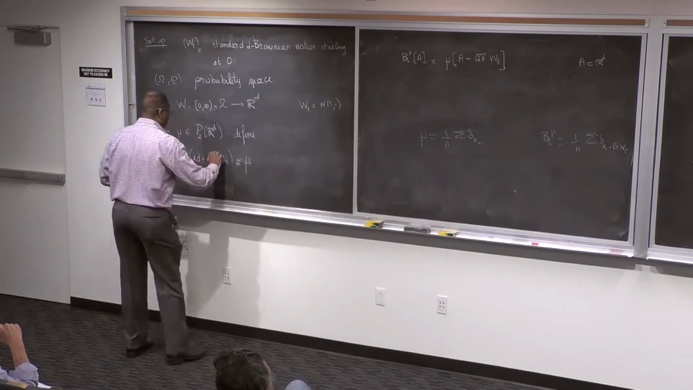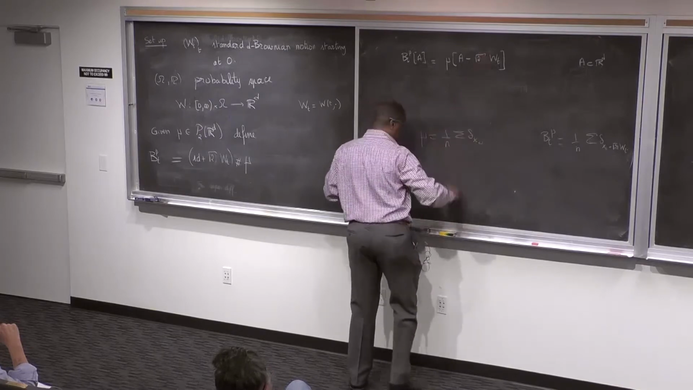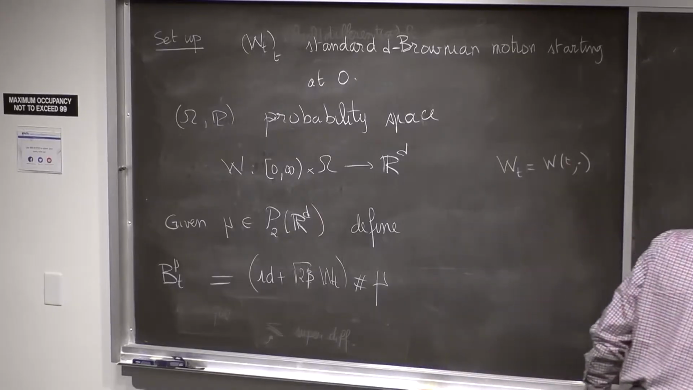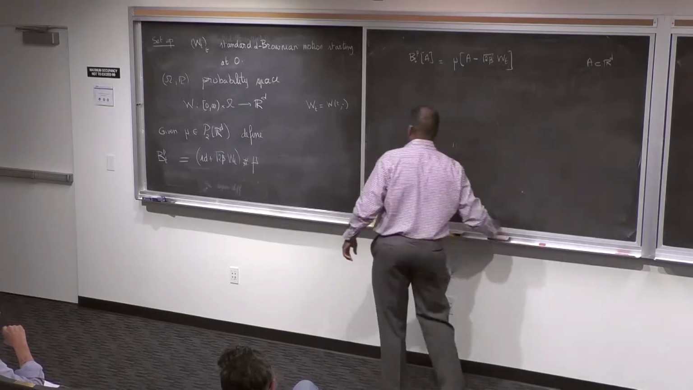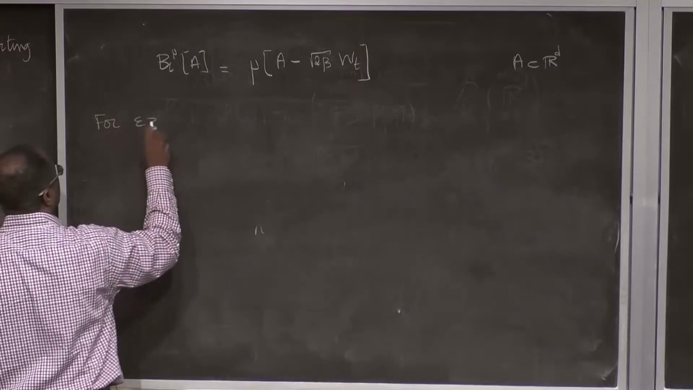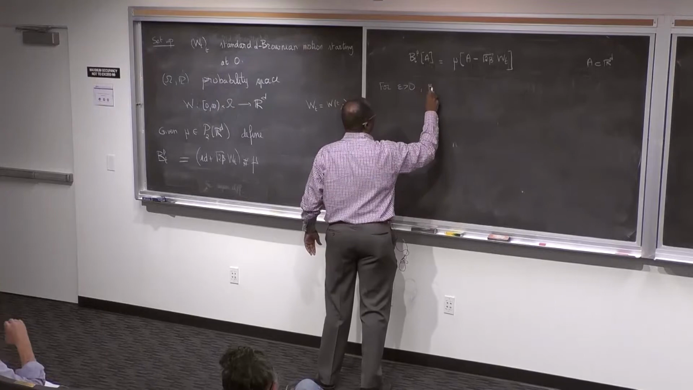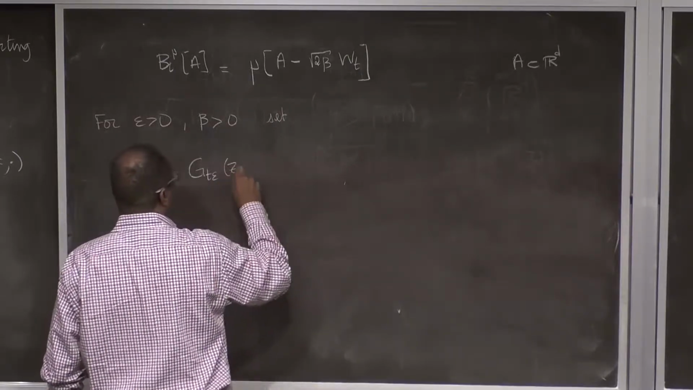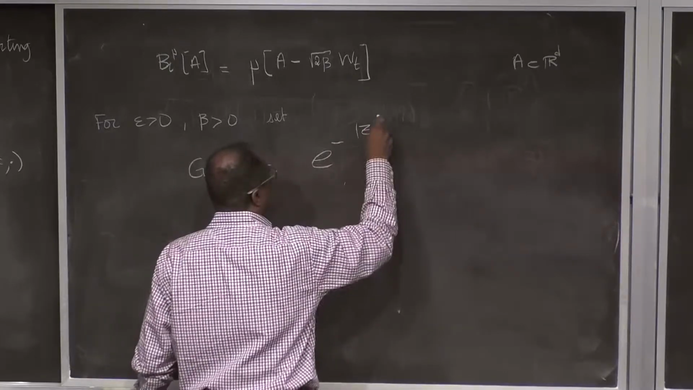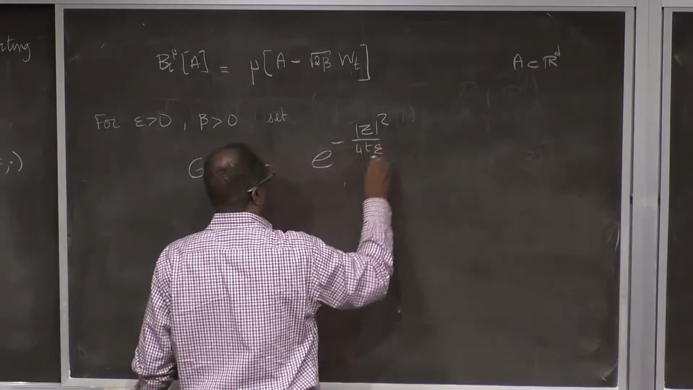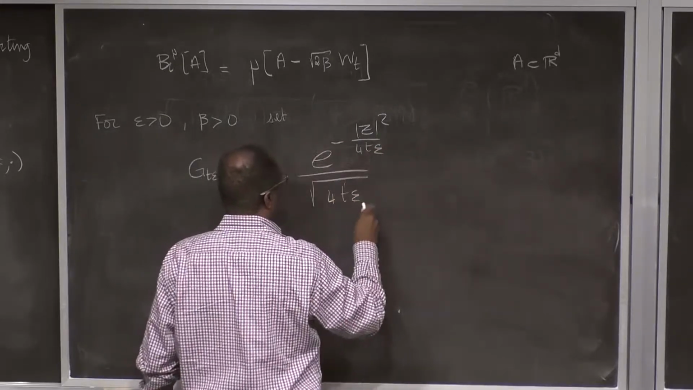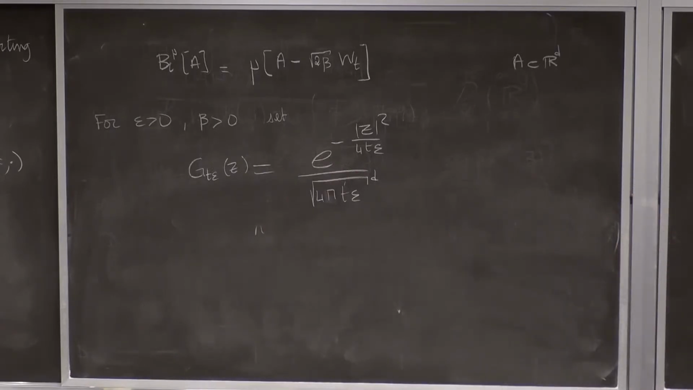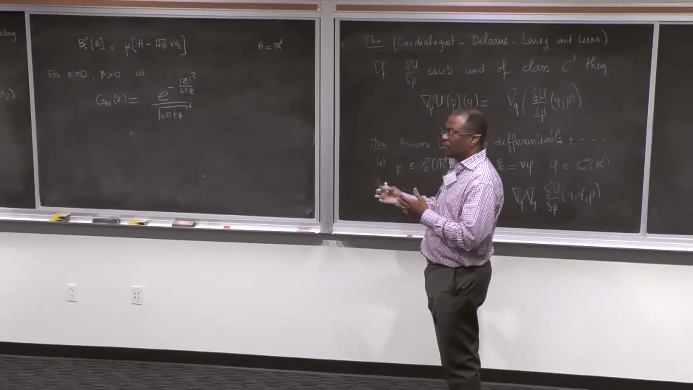So let me put a beta here, because I will forget and confuse myself. For epsilon greater than 0 and beta greater than 0, I am going to consider the kernel of the heat equation, exponential of negative z squared divided by 4 t epsilon, divided by the square root of 4 t epsilon pi to the d. Okay, so if you apply that to a measure, then this measure satisfies the heat equation.